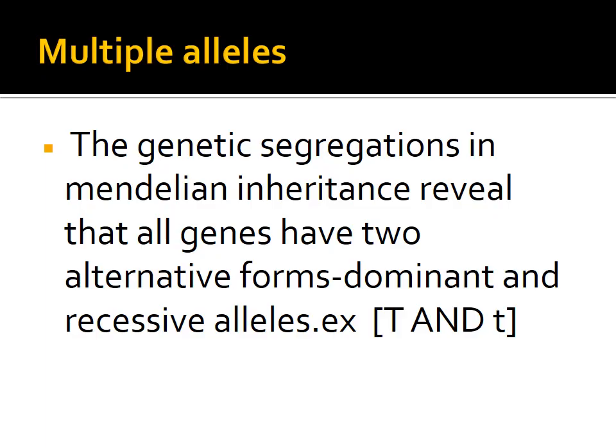Multiple alleles. What is multiple alleles? The genetic segregation in Mendelian inheritance revealed that all genes have two alternative forms, the dominant and recessive allele. The example, T and t. That is, the capital T is tall, dominant, and the small t is dwarf, short, that is recessive.